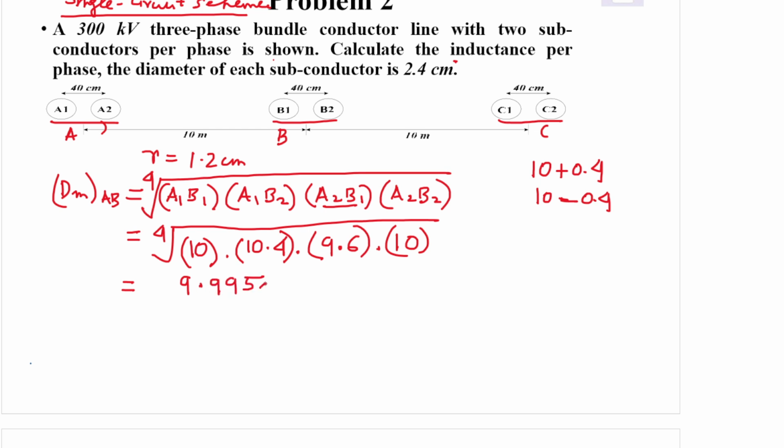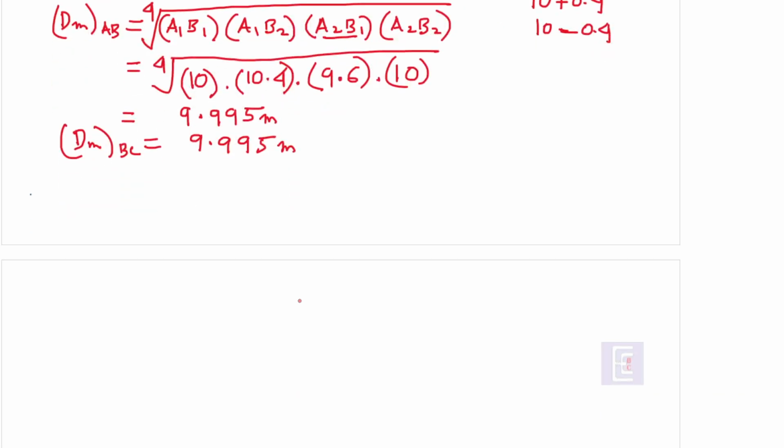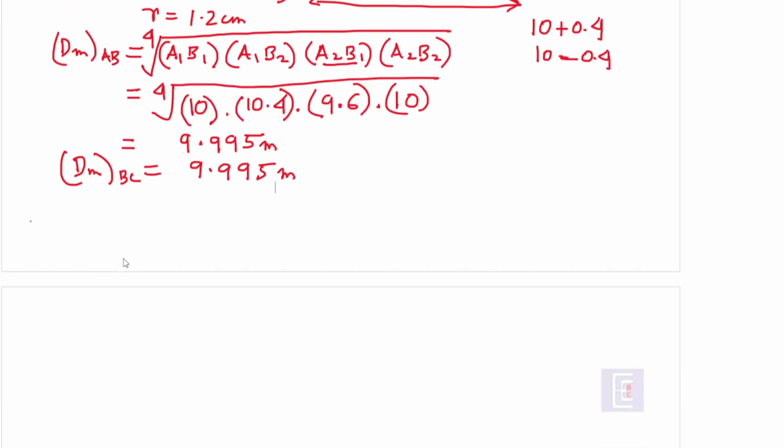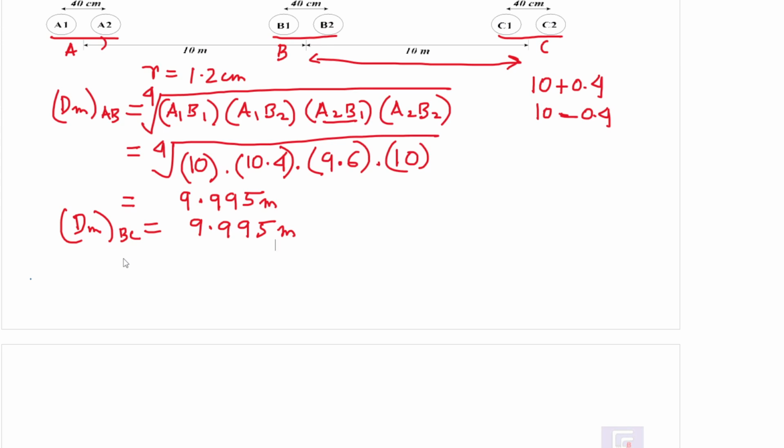Now once we similarly calculate the mutual distance for BC between the B to C phase, you will get the same result, 9.995 meter. Not repeating that. Finally, if we go to the DMAC, that is the mutual distance of A and C phase.